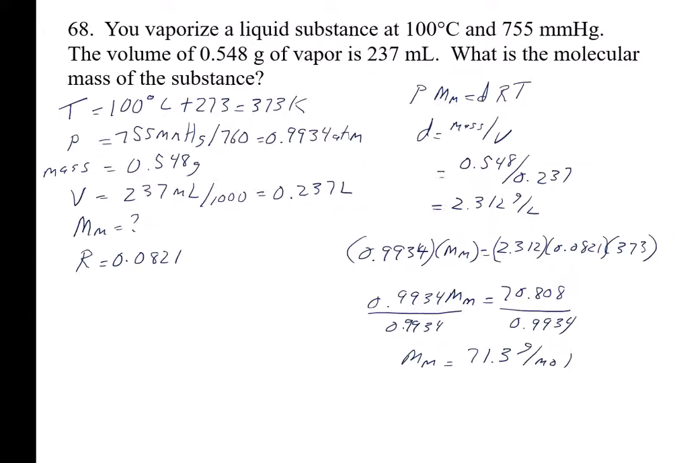Okay, so that's one way of doing this. Another way of doing this is that I can still use the ideal gas law. The difference is that I had to first calculate density before I could plug it in. If I use the ideal gas law straight, then I calculate n and then find the molar mass from that. So using the ideal gas law, PV is equal to nRT. I still have 0.9934, but my volume was 0.237. n is what I don't know. R is 0.0821, and temperature is 373. 304 was an old problem.